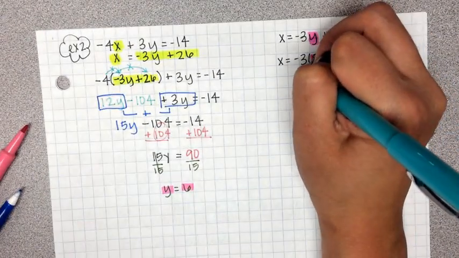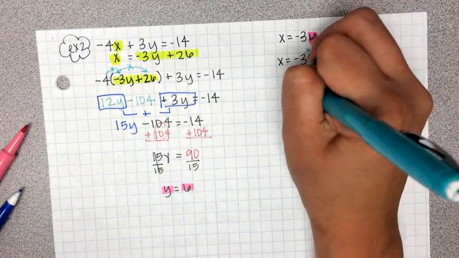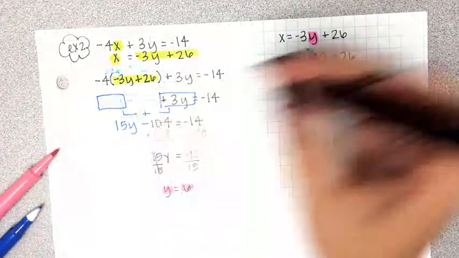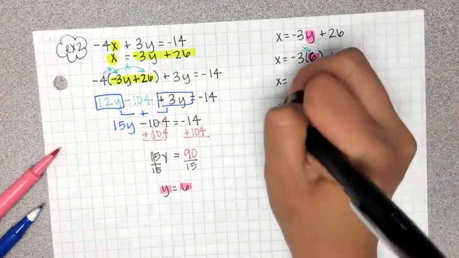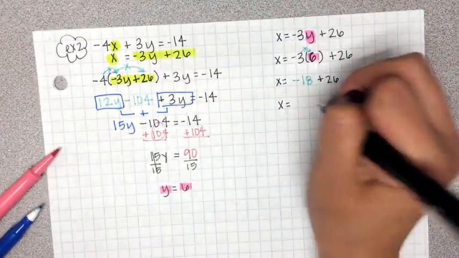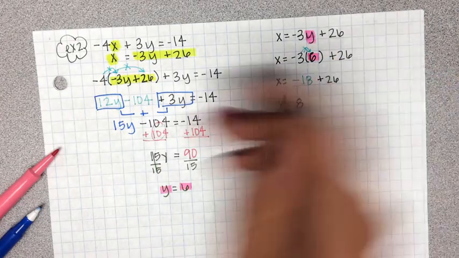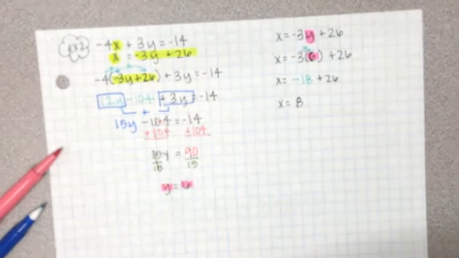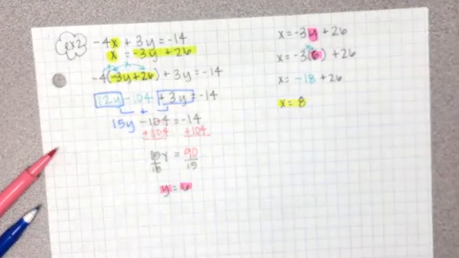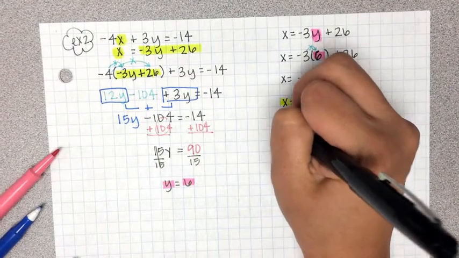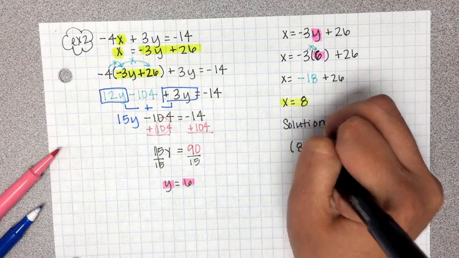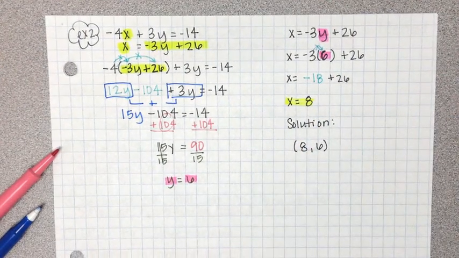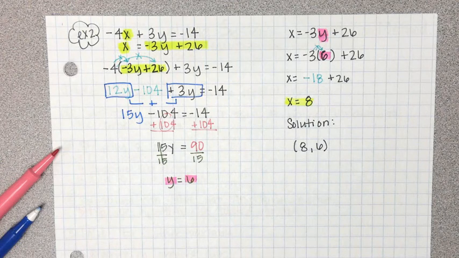And we solve. Negative 3 times 6 is negative 18, plus 26. X equals 8. So now we have x equals 8, y equals 6. So my solution is 8, 6. Okay.